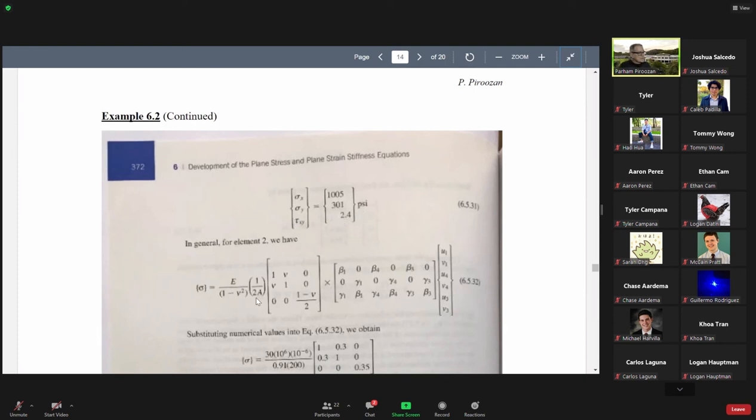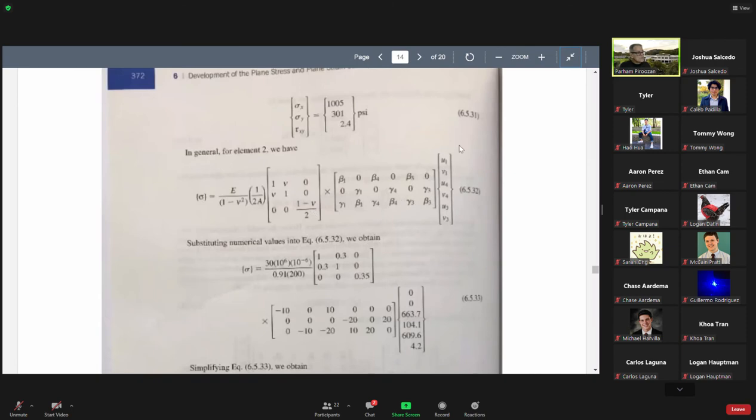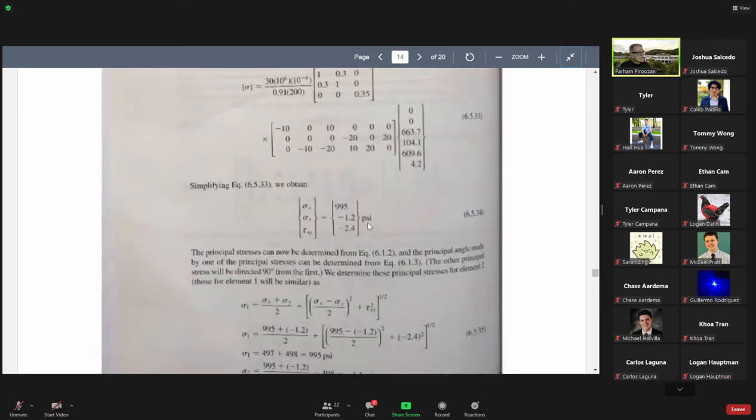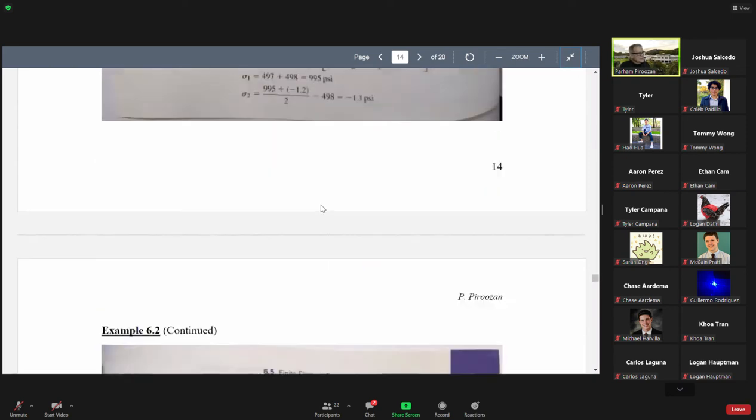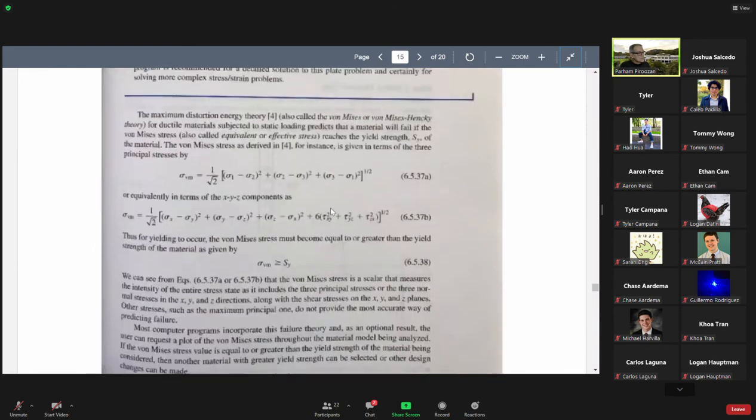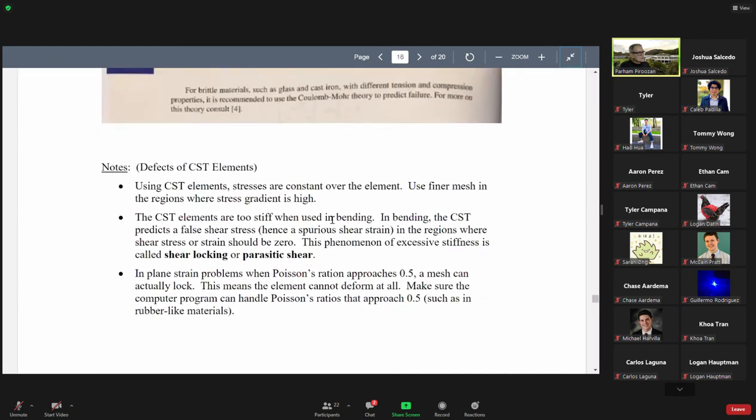Do the same thing for element 2. If we do D B d, multiply them, we get this one. Again, this stress is a little bit lower, and this stress is negative, which is not very good. It should be 0. Then the author found principal stresses, which we don't need here. So some conclusions from this, I have written here. These are some defects of constant strain triangular elements. These defects are these 3 notes here.